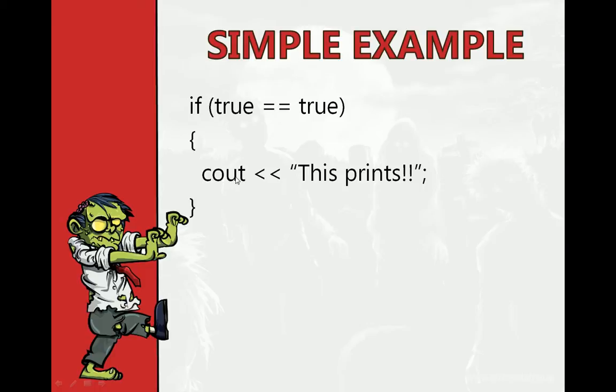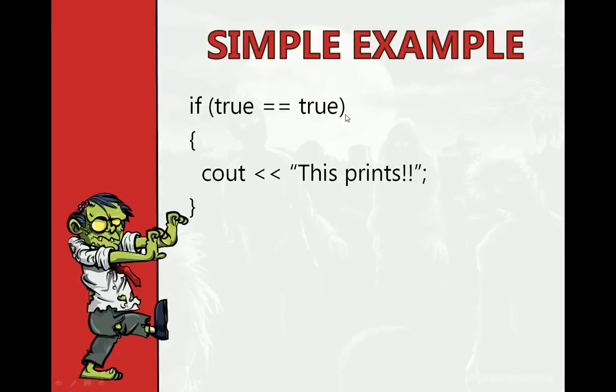Well, true is always going to be true, so it's always going to print. But this is just a simple example. I really want you to get the syntax down here because we have a couple of other things going on. We have our condition in parentheses, and we have our code that executes in curly brackets.